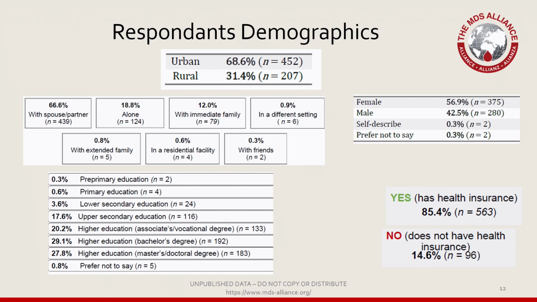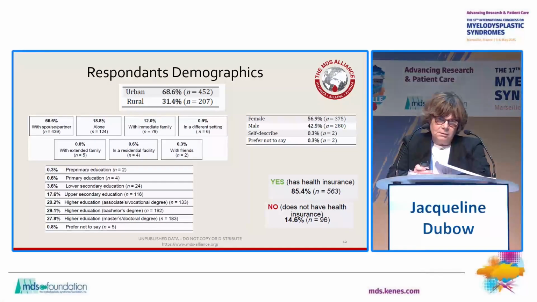So demographics of the respondents: most of them were living in urban areas, 68.6% in urban areas, 31.4% in rural areas. In terms of the ratio female-male, it is pretty correct, a little bit more females, 56%, than males, 42%.